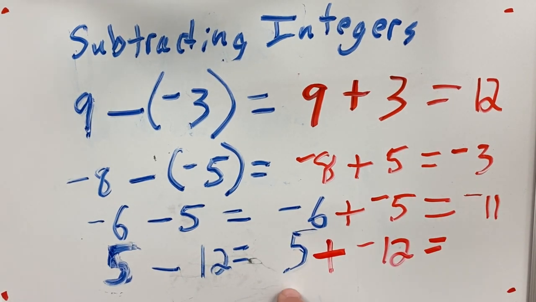Oh, yeah, same sign, add and keep. No, different sign, subtract. 12 minus 5 is 7. Keep the negative sign because that's the higher value number. Okay?